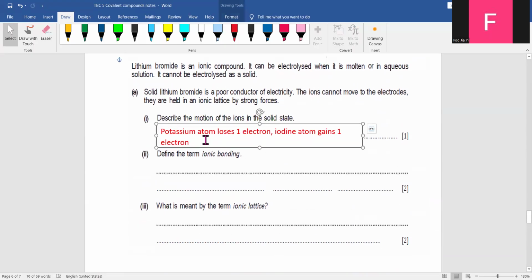Describe the motion of ions in a solid state. In a solid state, what happens to the ions? Vibrate in a fixed position.